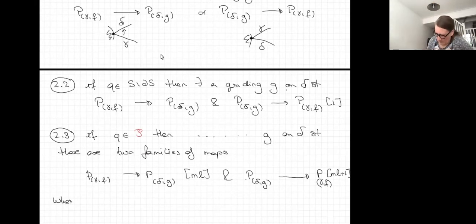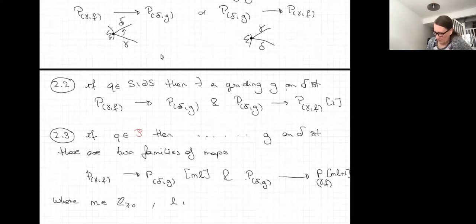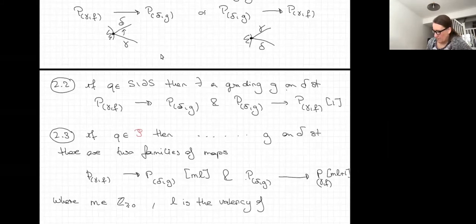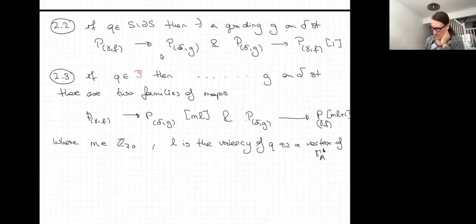So what are the M and L? M is simply a positive integer, and L is the valency of Q as a vertex of the dual ribbon graph. So remember, the red punctures are actually vertices of the dual ribbon graph, and so L is simply the number of edges at that vertex of the dual ribbon graph.